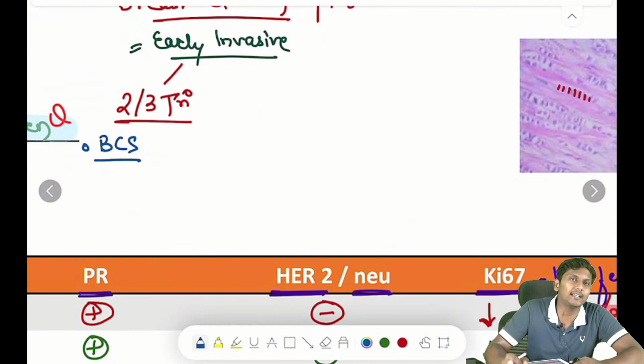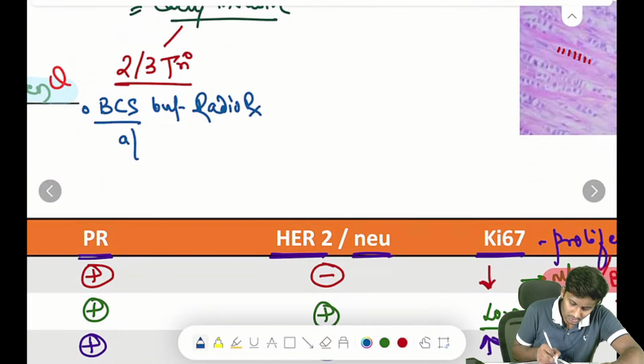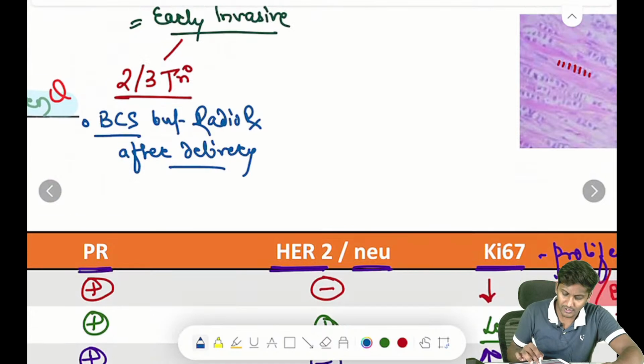No. So in that condition, you have to remember one thing, that radiotherapy will be given after delivery. Because she is diagnosed with the cancer in the second or third trimester, we can perform the surgery in the second or the third trimester, but we will give radiotherapy after delivery itself. So breast conservation surgery, but radiotherapy after delivery. That can be the treatment which we can use.